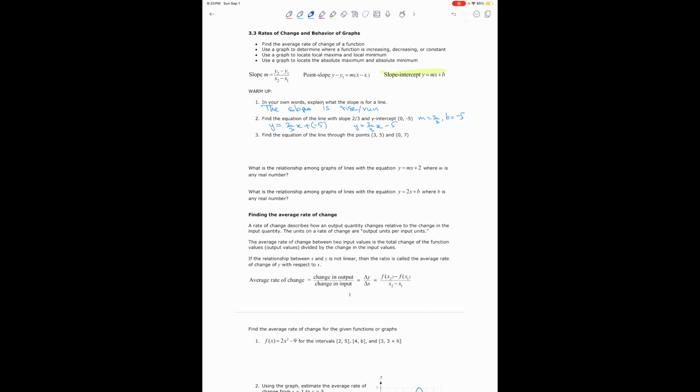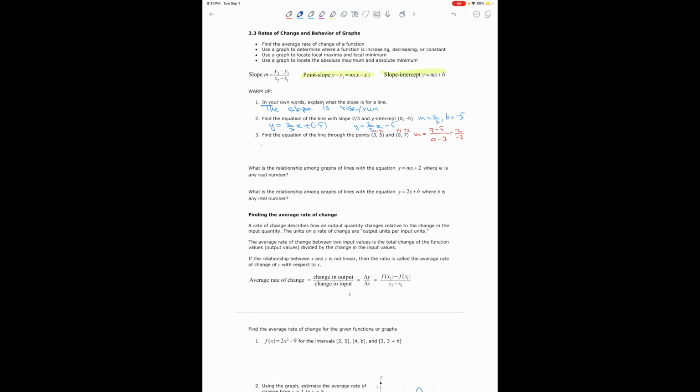Find the equation of the line that goes through the points (3, 5) and (0, 7). So the first step here is to figure out the slope. The slope is equal to rise over run, so 7 minus 5 over 0 minus 3. Or you could label these x1, y1, x2, y2. So y2 minus y1 over x2 minus x1 is equal to 7 minus 5, which is 2, and 0 minus 3 is -3, so it's -2 over 3. That is the slope. And then we can use what we call the point-slope formula.